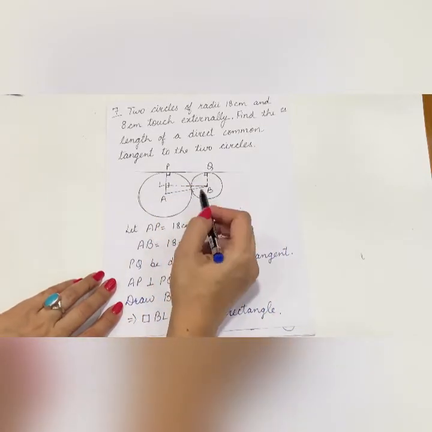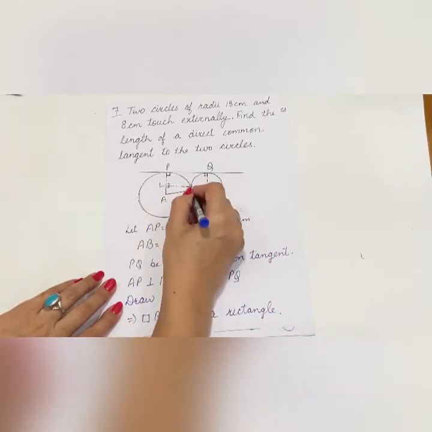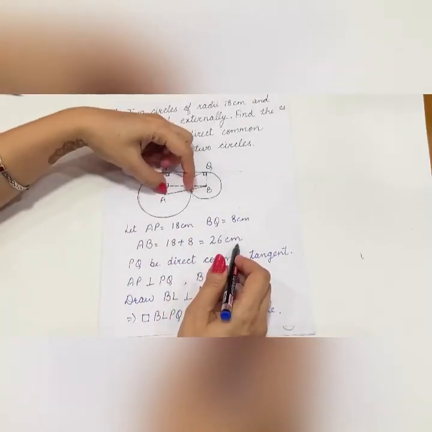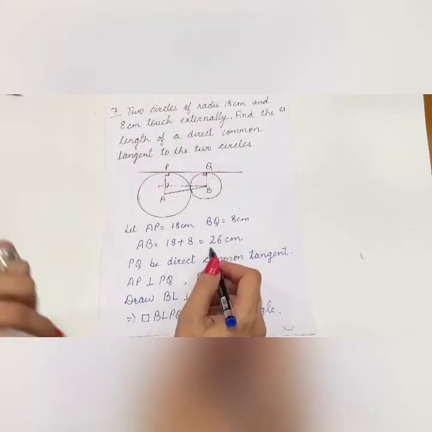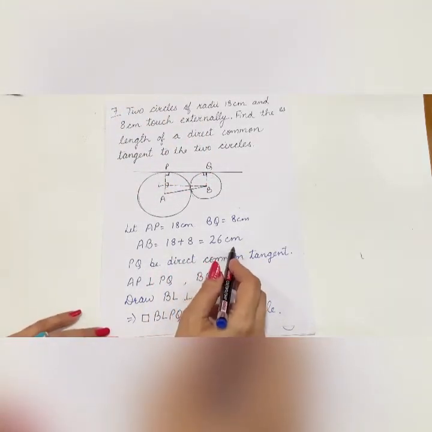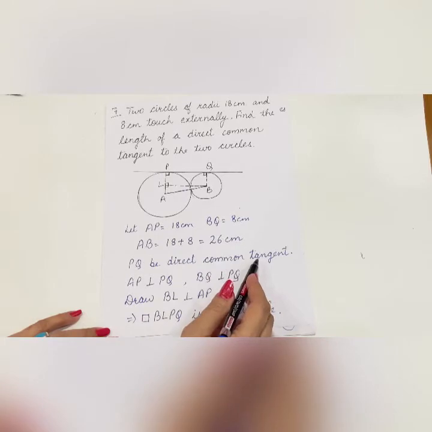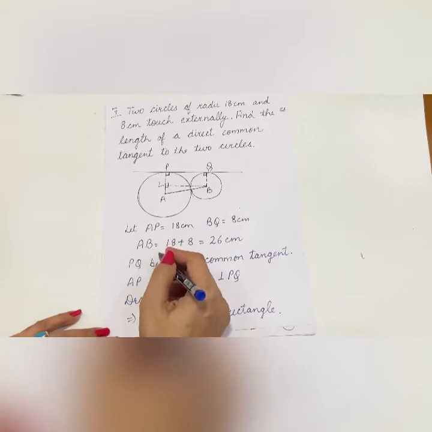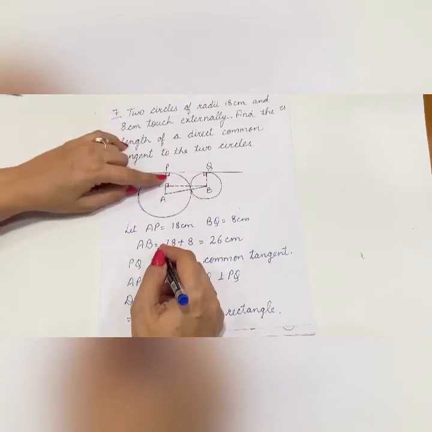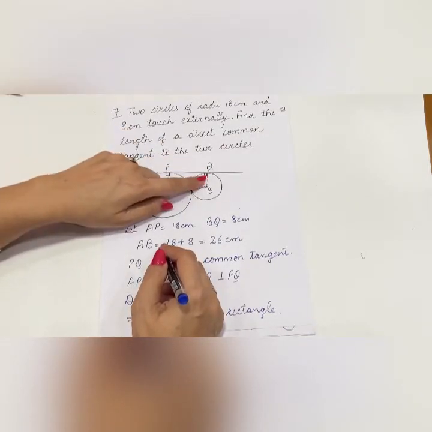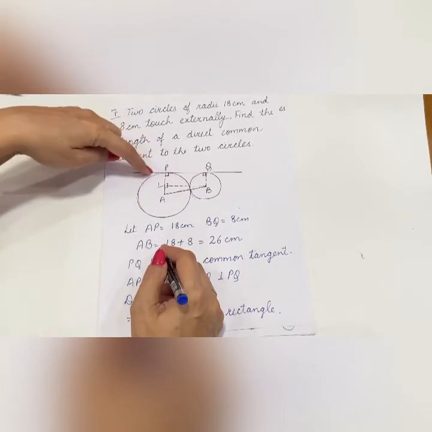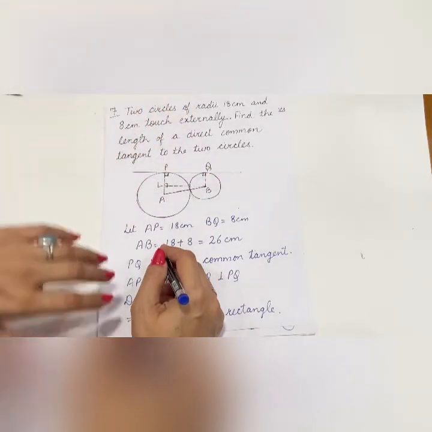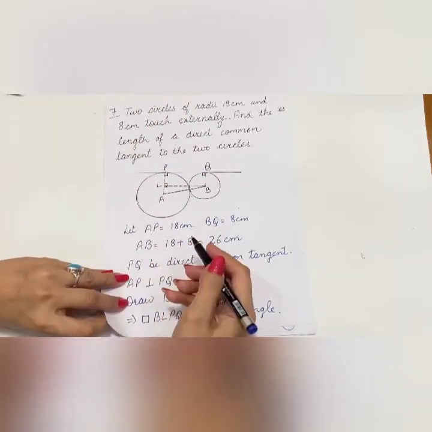So children, this is the figure I have drawn. Now if I am taking this AB distance, this AB will be 18 plus 8 equal to 26 centimeter. 18 is the radius of this circle and 8 is the radius of the second circle. So AB is equal to 26 centimeter. PQ is direct common tangent. Now next, if we are joining A to P and B to Q, this angle is 90 degree and this angle is 90 degree because radius is perpendicular to the tangent at the point of contact. And here also radius is perpendicular to the tangent at the point of contact, right?